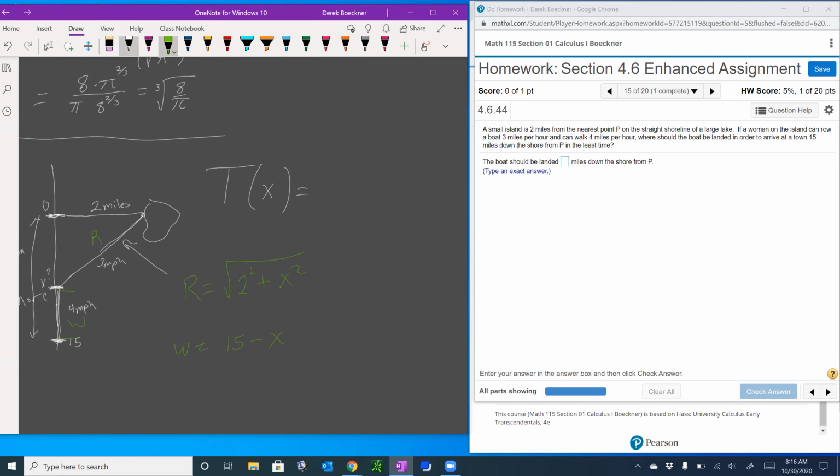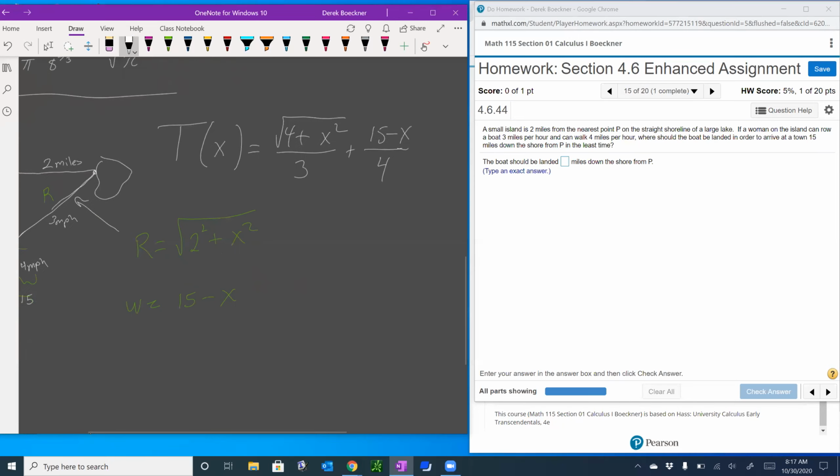So the time, if she has to row this far and she goes 3 miles per hour, it's going to be this divided by 3 miles per hour to get the hours. So square root of 4 plus x squared over 3 plus 15 minus x over 4 is how long she's going to spend walking. All good? Okay.